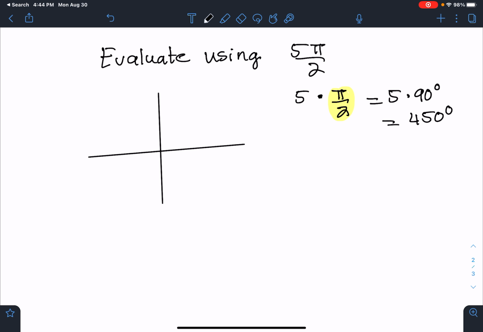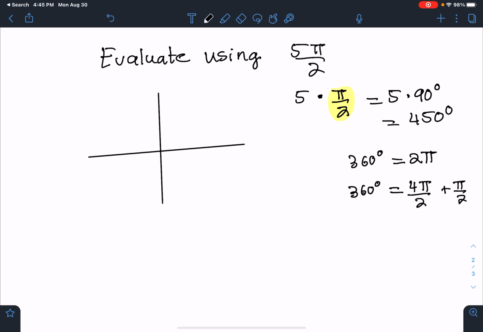Before I do that, let me actually talk to you about this. Something interesting is, if you think about 360 degrees, we agree that this is 2 pi. But what about if we thought about 360 degrees in terms of halves? Would we agree that 360 degrees is equivalent to 4 pi over 2? So if I'm just adding pi over 2, that means I'm just going around once and then ending up here.